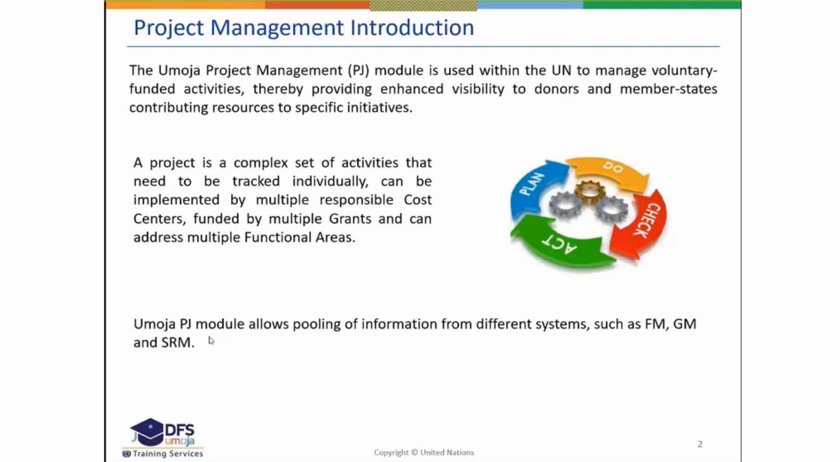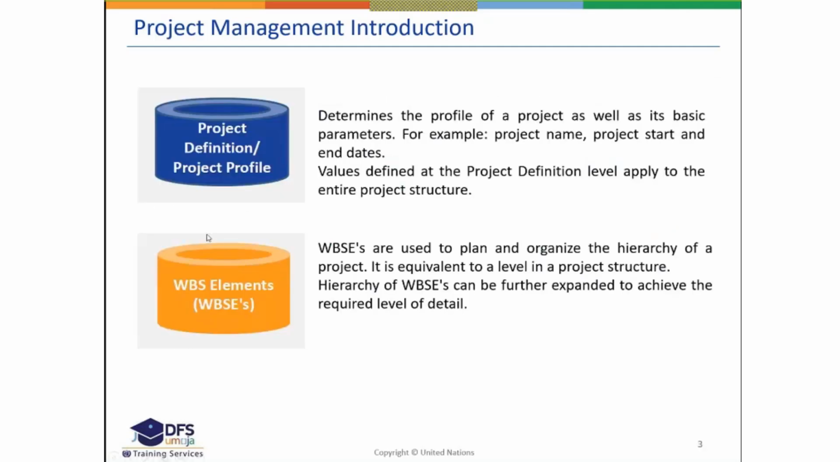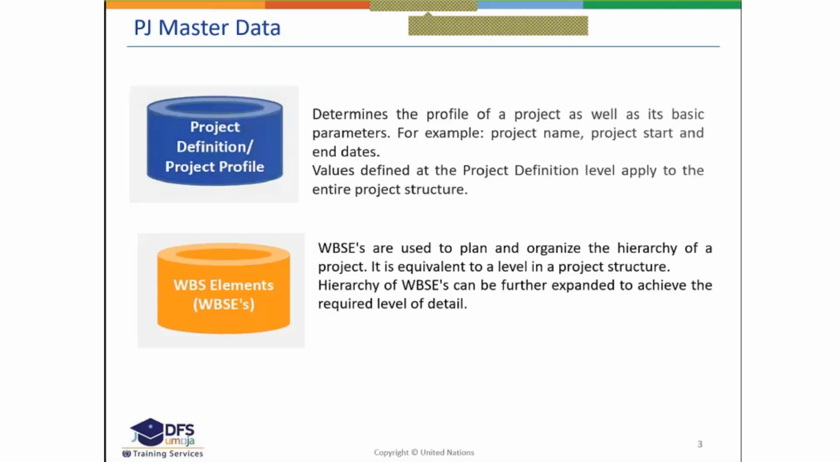Let's see an example of master data. We will see it now. The project has mainly two components. The project definition, or project profile, is where we specify the project name, the project start and end dates, and the WBS elements that you have heard about, because they are cost objects as well. They are used to organize the hierarchy, and they refer to specific activities. Okay, let's see how a project looks, more or less.